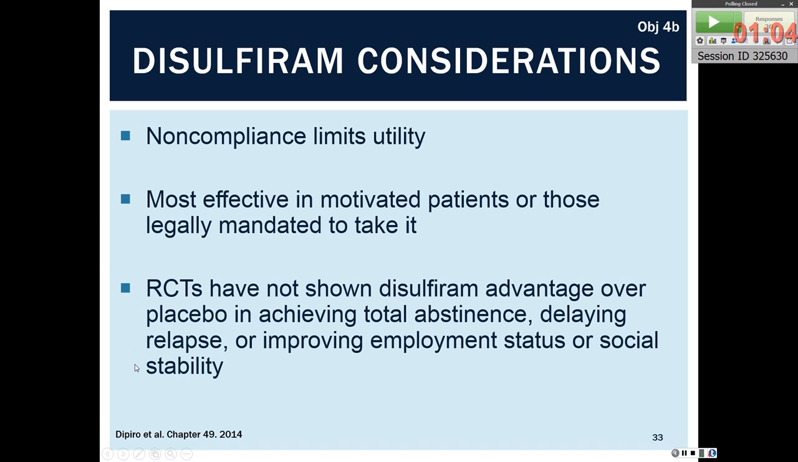The other reason that we don't use disulfiram very much is that the data shows it doesn't work. It's not different than placebo. And I think that the big reason for that is because people just stop taking it. We know that in order to motivate people, punishment doesn't work in basically any setting whatsoever, and the same holds true for trying to get them to stop using a certain substance.